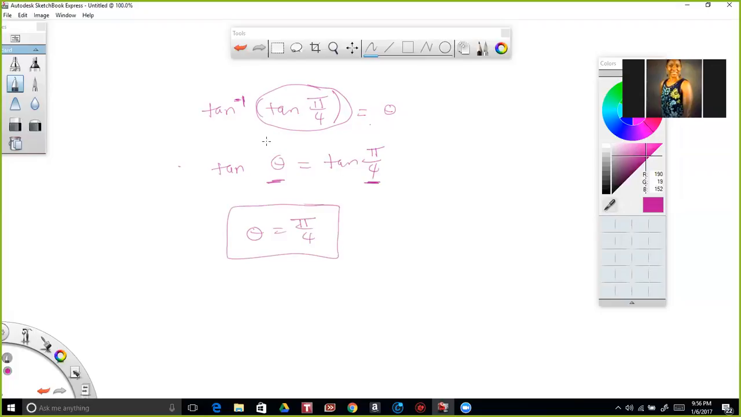Okay? And so that's the relationship between the trig and the inverse. When you do the trig and the inverse, you notice that this and this, they swap places. Okay? So the answer would be pi over 4.